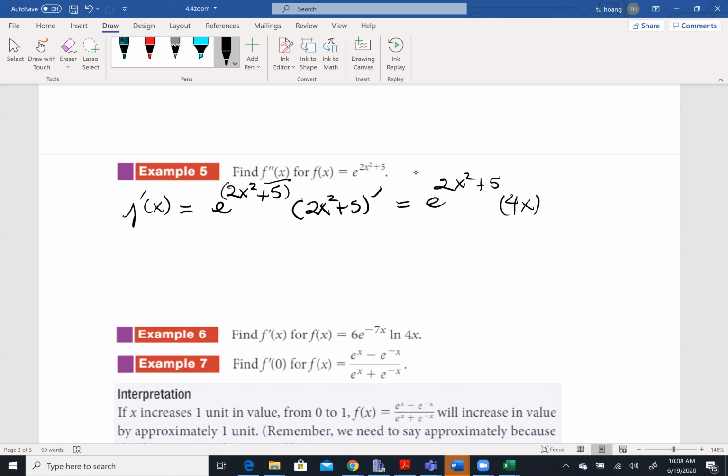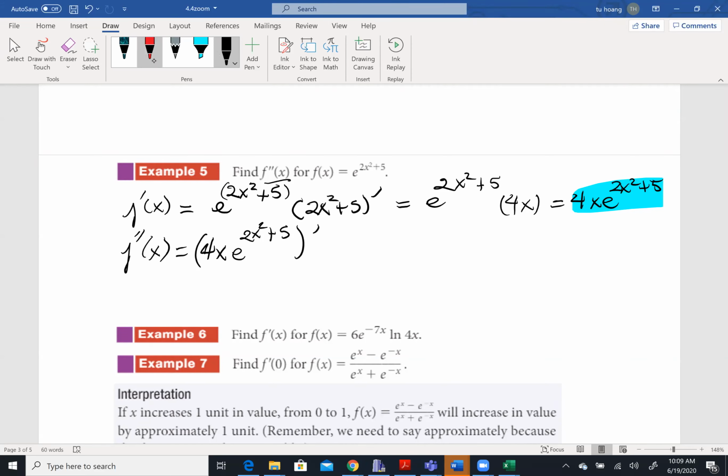And in short, I'm going to write f'(x) as 4x times e to the 2x squared plus 5, like this. So that is the first derivative of x, right? Now I'm looking for the second derivative of x, by taking the derivative of the first derivative. So I'm going to take the derivative of 4x e to the 2x squared plus 5.